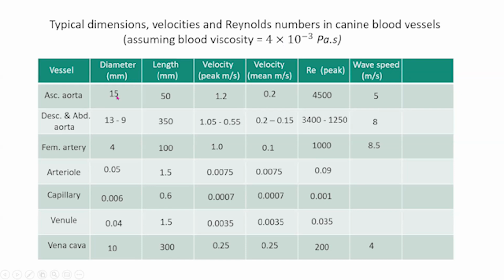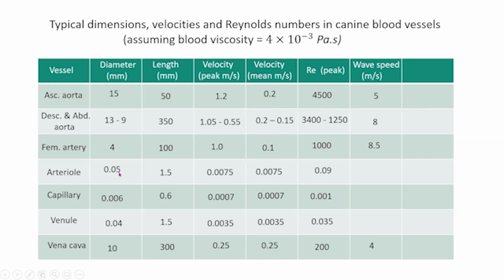Anyway, you see that the large arteries, different bits of the aorta, the femoral artery, have a diameter of about 15 millimeters, so 1.5 centimeters. In humans, it's about 2.5. Getting smaller as you go through lots of bifurcations and branches, you've got smaller dimensions. But they're still that order of magnitude. And the typical peak velocity in the large arteries is of the order of 1 meter per second. And therefore, the Reynolds number in the large arteries is measured in the thousands, which is large.